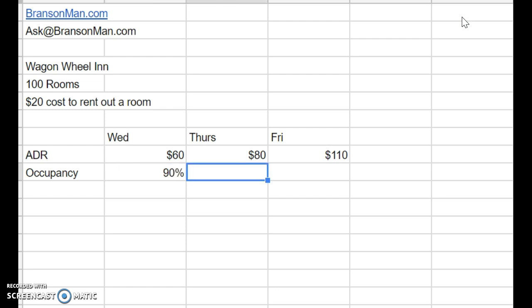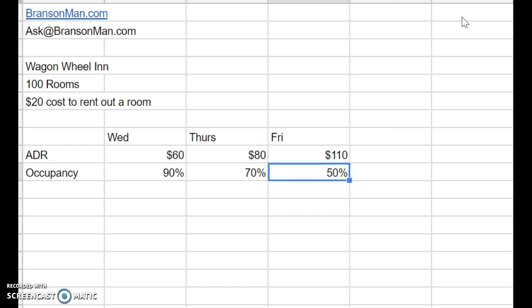On Thursday, we raised the rate, and we weren't able to sell as many rooms, but we got more money for the rooms that we sold. So you can kind of see where profit and revenue are going to be coming into play here. And then on Friday, the rooms were really pricey, almost double Wednesday. But there was high demand, and the hotel sat half empty.